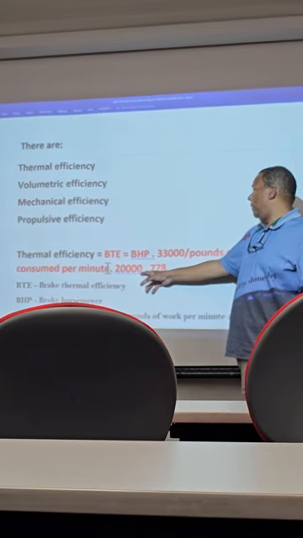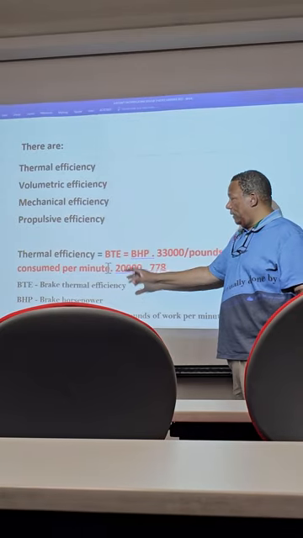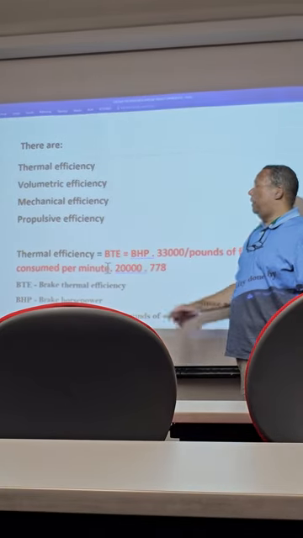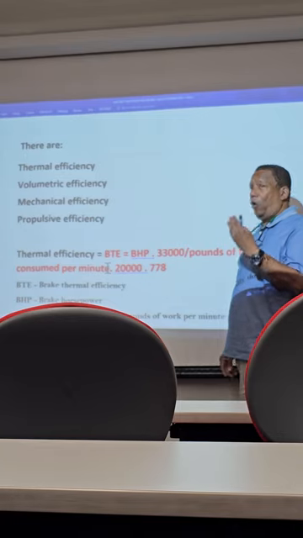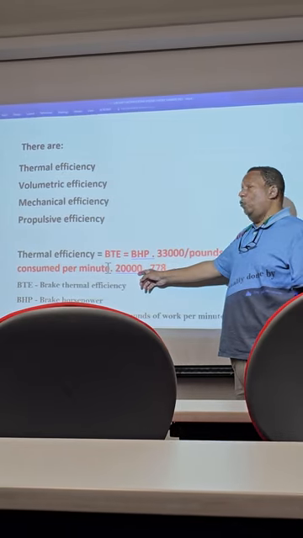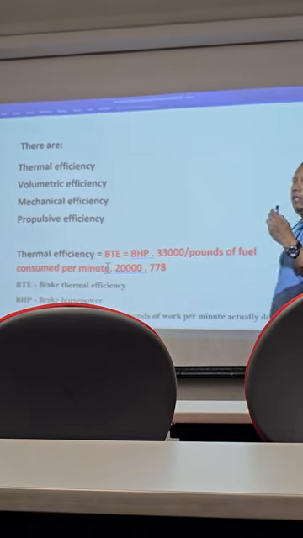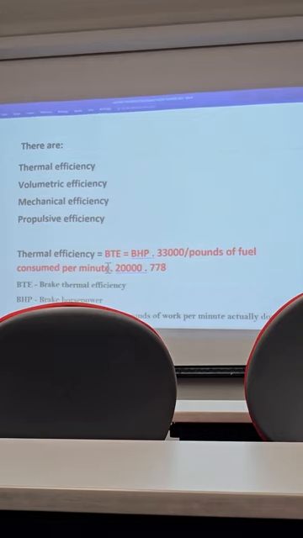This represents, in this case, the heat content. This is a BTU. BTU means British Thermal Unit. One BTU is the heat that is required to increase the temperature of 1 pound of water from 60 degrees Fahrenheit to 61. This means it's an amount of heat.